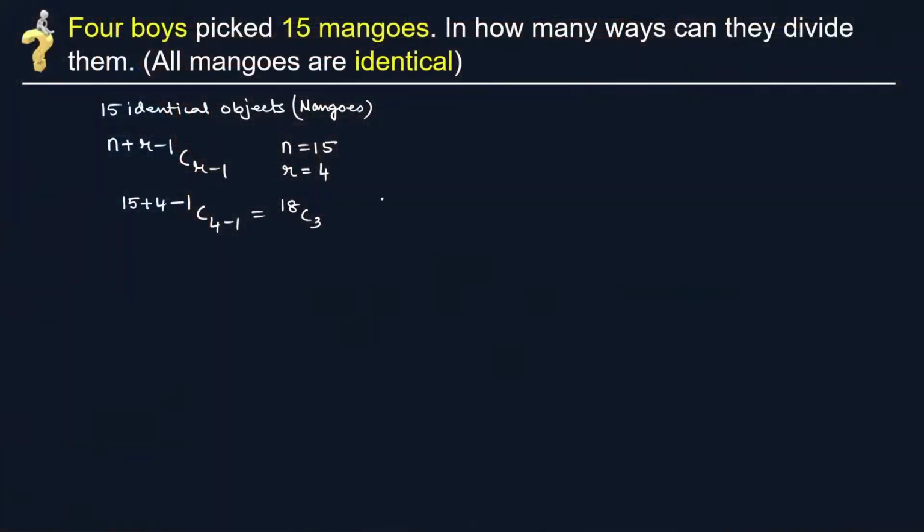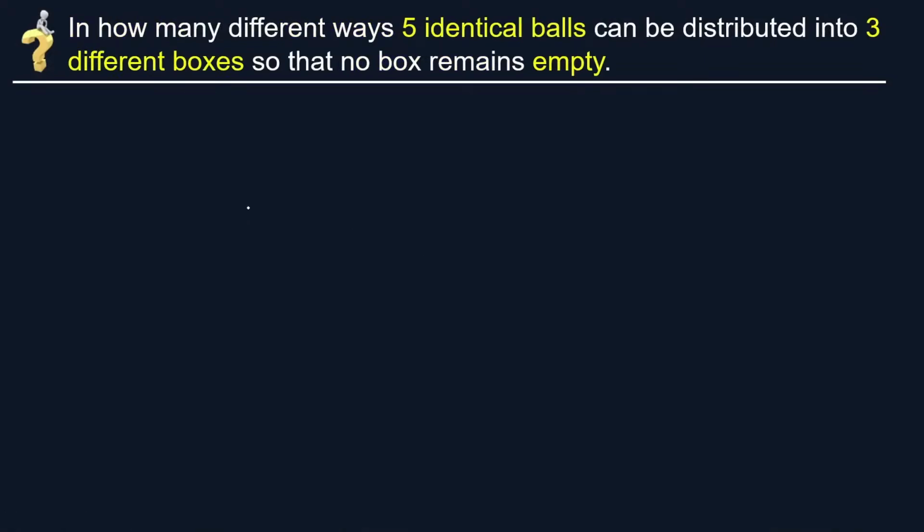Okay, so let's move to the next problem. In this question, they have said that there are 5 identical balls that can be distributed into 3 different boxes so that no box remains empty. Now the problem started. What is the problem? I cannot use Beggar's method directly here. Why? Because here there is a restriction.